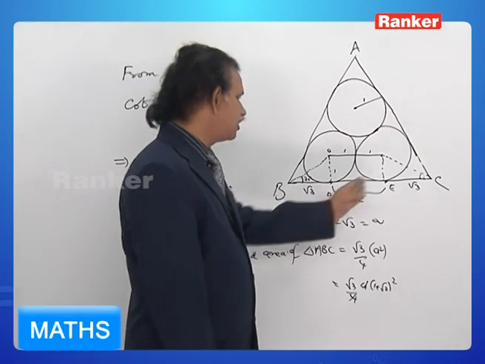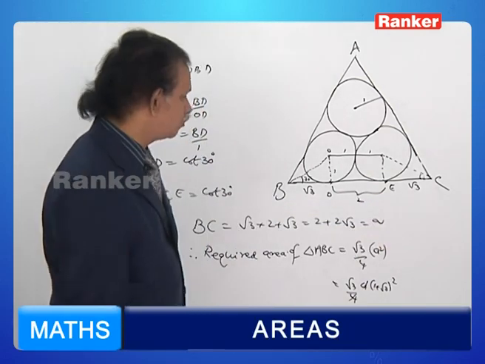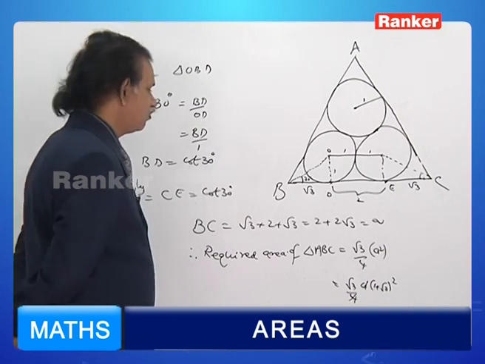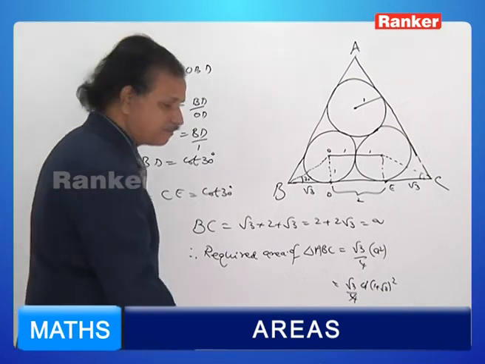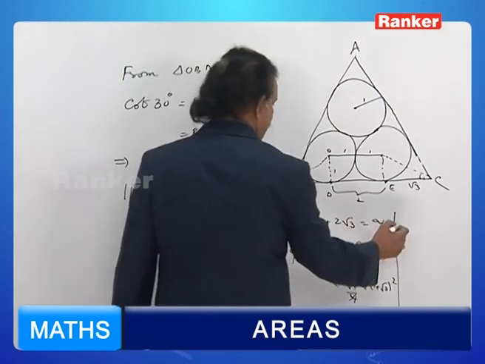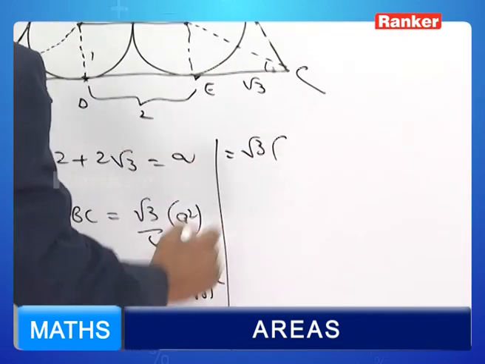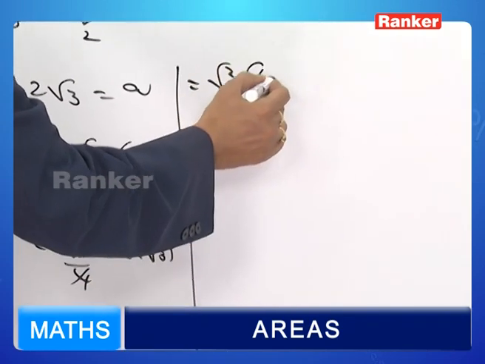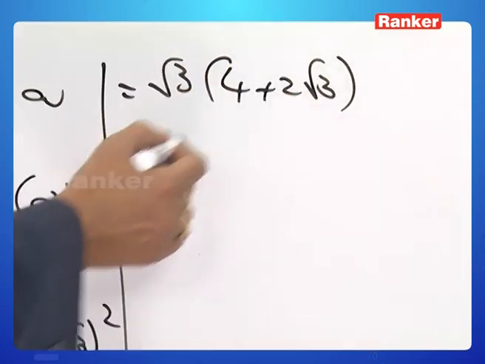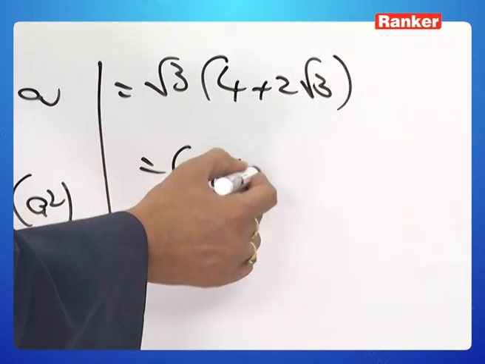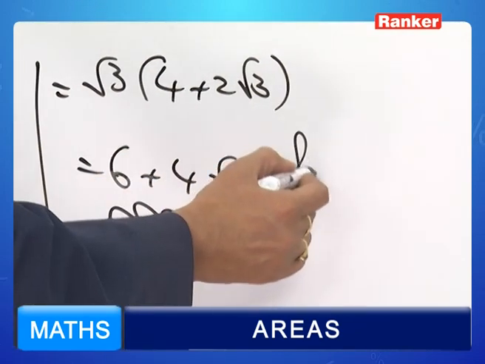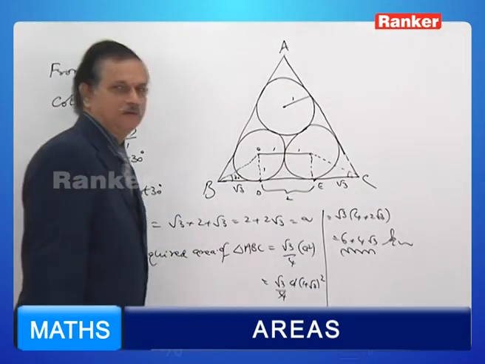So this is root 3, that is root 3, altogether it is 2 plus 2 root 3, or 2 into 1 plus root 3. If you square it, 4 into 1 plus root 3 whole square. Do you want to simplify? You can. This is root 3 into 1 plus 3 plus 2 root 3, 4 plus 2 root 3. Root 3 into root 3, 3. 3 2s are 6. 6 plus 4 root 3. So many square units is the right answer.